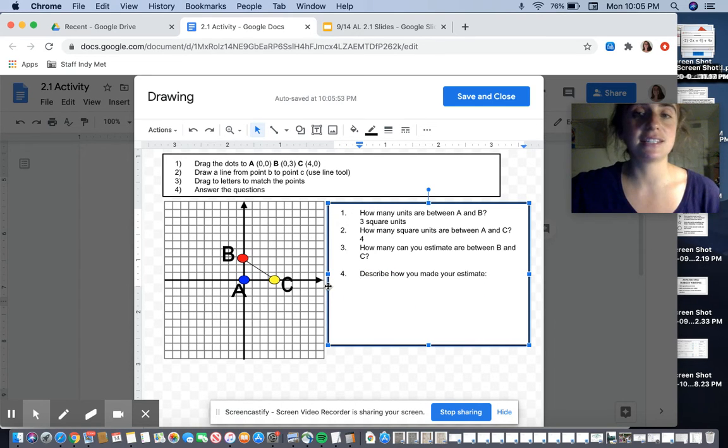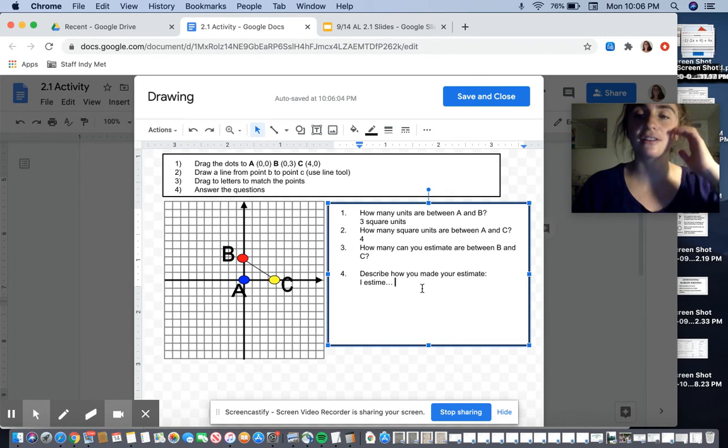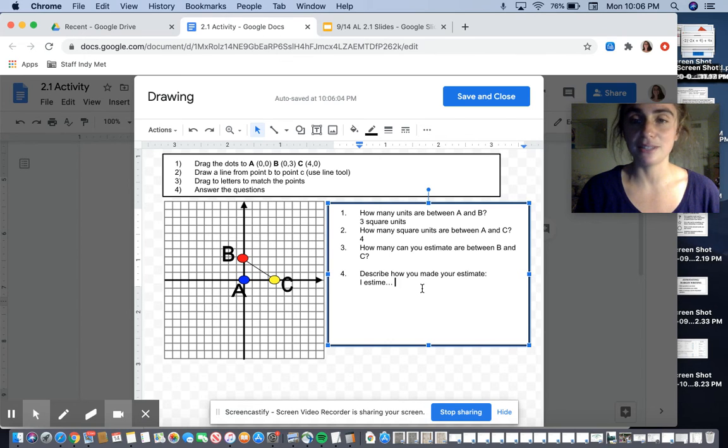But because this is a discovery activity and I just want to see how your brain works, I'm not going to show you exactly how to do this. I do want you to write, I estimate, and then whatever your estimation is, and tell me how you got there. In the days following this lesson, we're going to look at what you thought you were supposed to do, and then look at what the Pythagorean theorem tells us to do. If you already know the Pythagorean theorem, be my guest and go ahead and use it. But now's your time to be creative and to think critically about triangles.